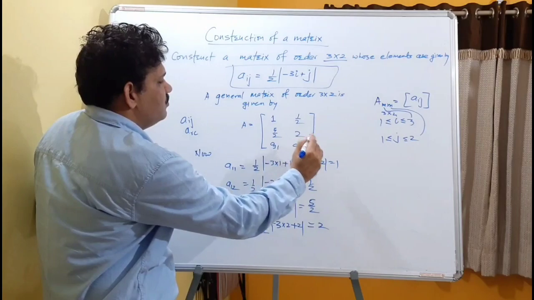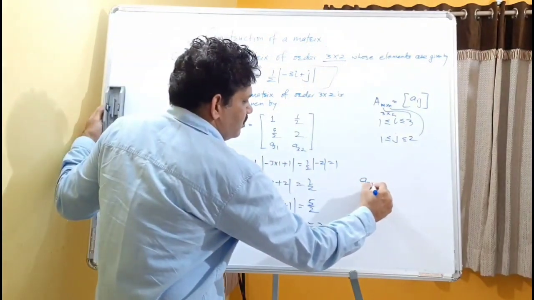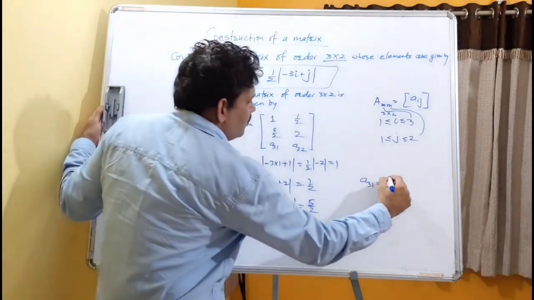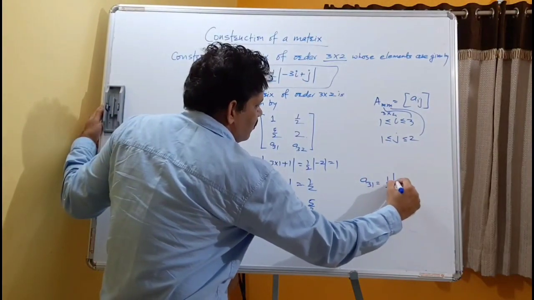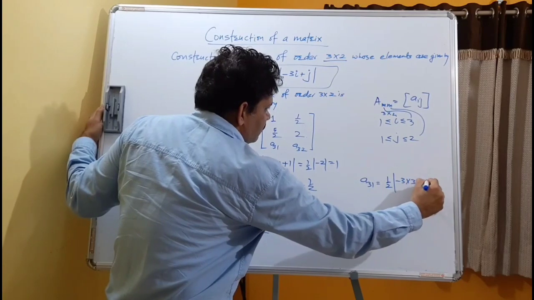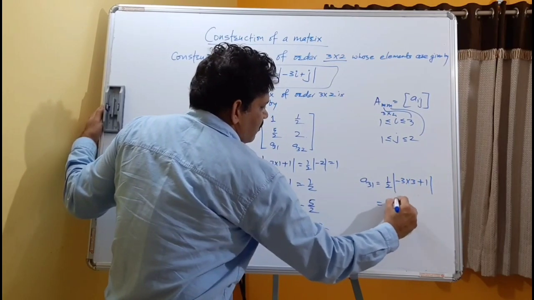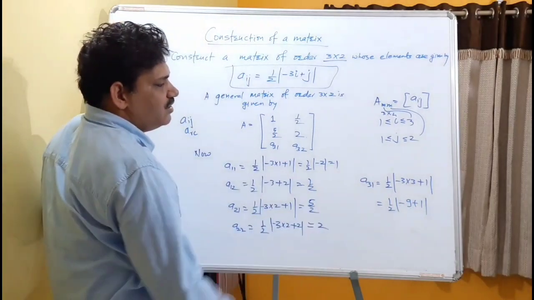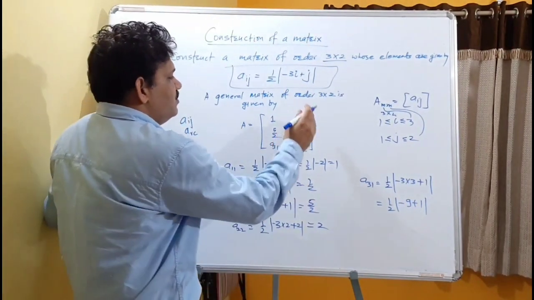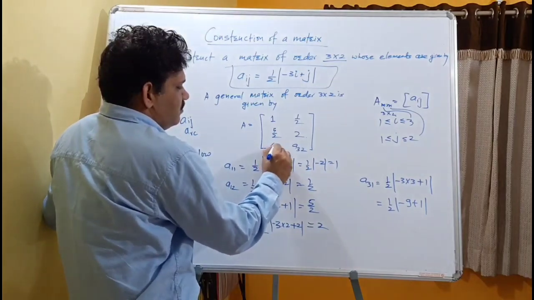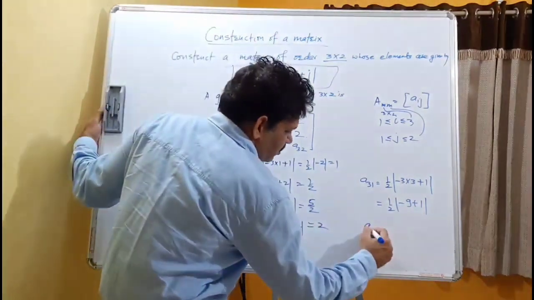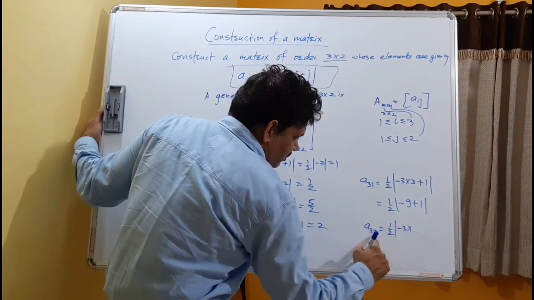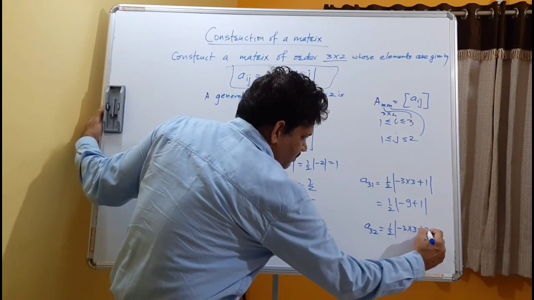So this is 2. Now A31. To get A31, replace i by 3 and j by 1. So half of minus 3 into 3 plus 1. That is half of minus 9 plus 1, that is minus 8. The modulus of minus 8 is 8, and 8 by 2 is 4. So this entry is 4. Now A32 finally. So replace i by 3 and j by 2.